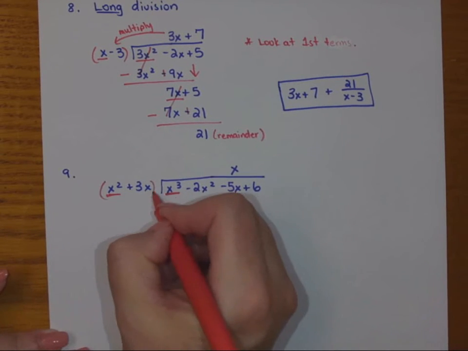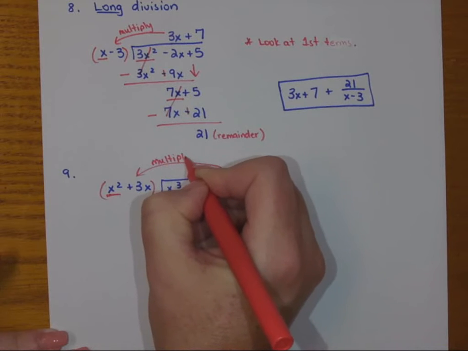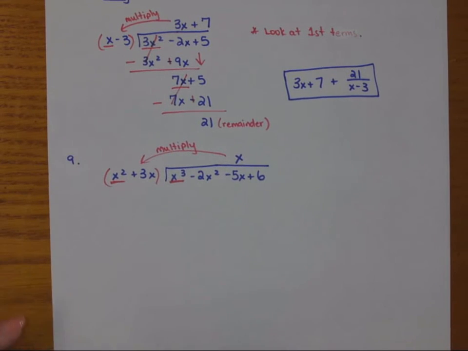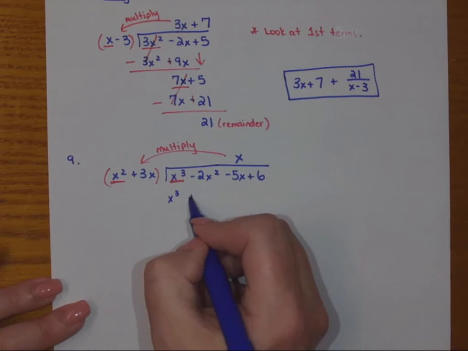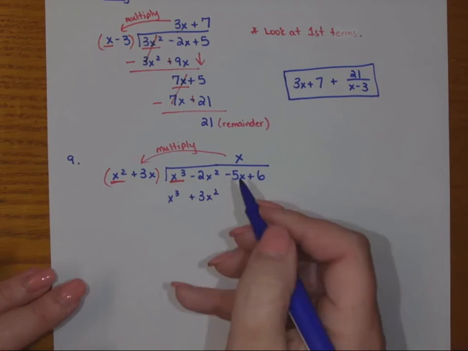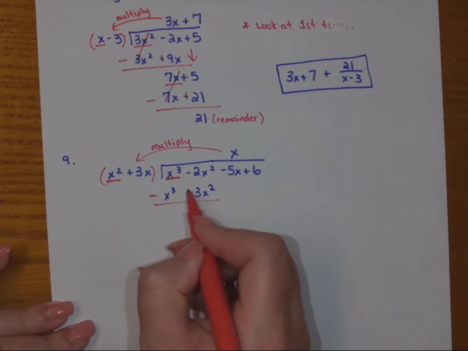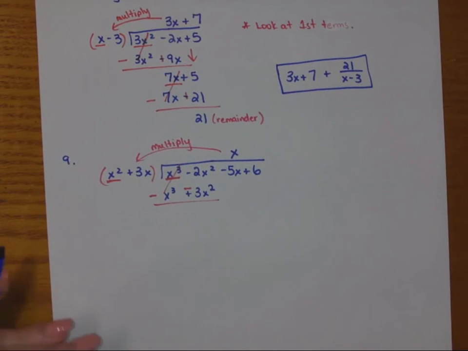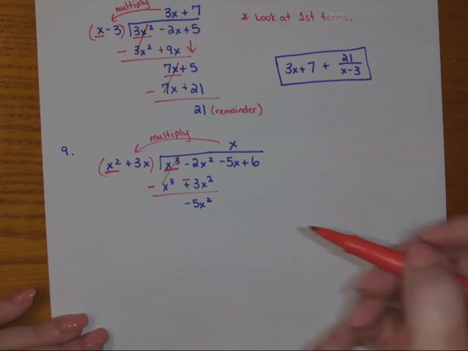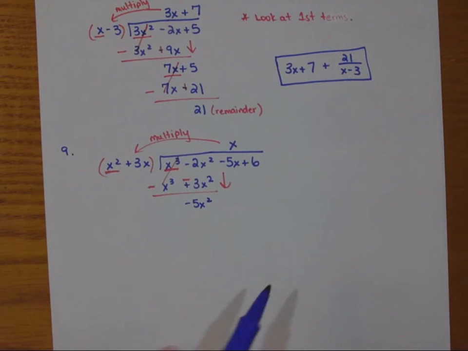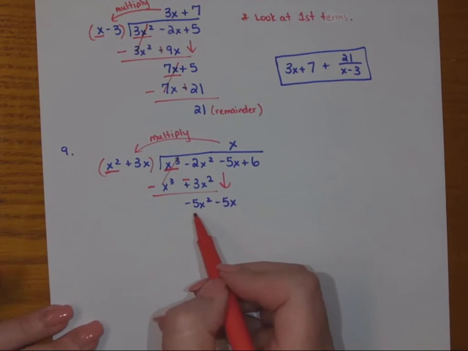So once again, we are going to take this and multiply down. x times x squared is x cubed. x times 3x is 3x squared. I always write down what I get when I multiply, and then I come through and change the signs. So that's gone, and we're going to get negative 5x squared. And then we have more terms to carry down, so we're going to bring down the next one. And then we're going to do it again.